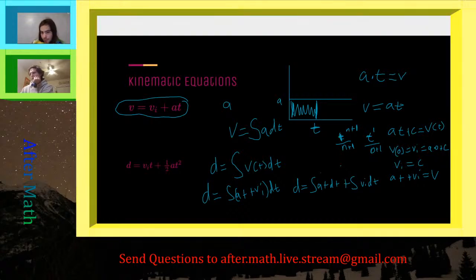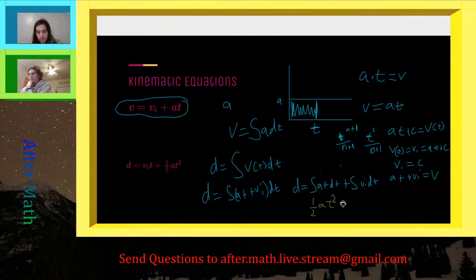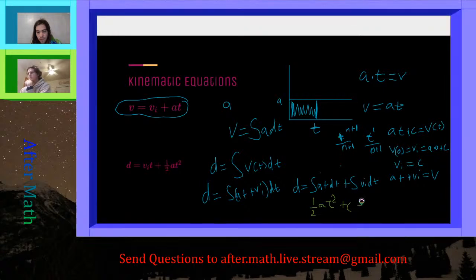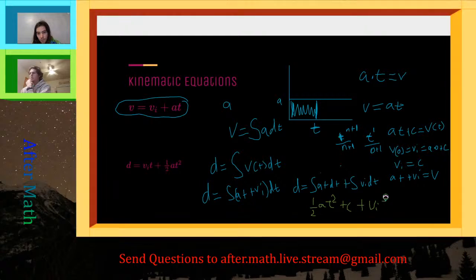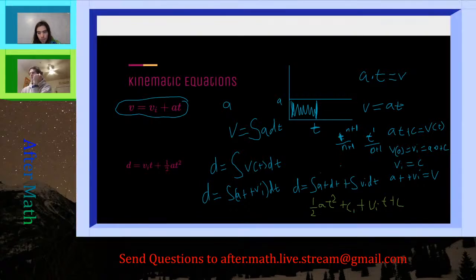Yeah. So from the first one, we will get 1/2 at squared plus c. And then from the second one, so this will still be a plus, we will get vi t plus c. I guess we could say c1 and c2, just so we have them differentiated.